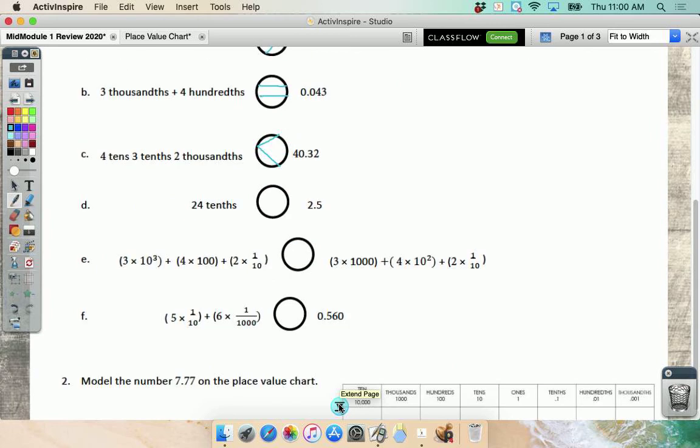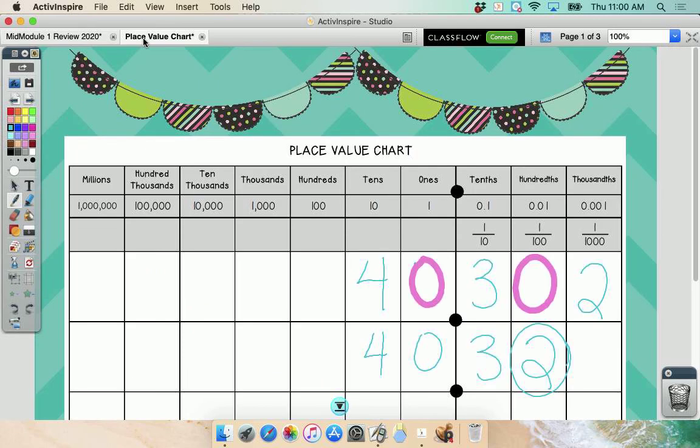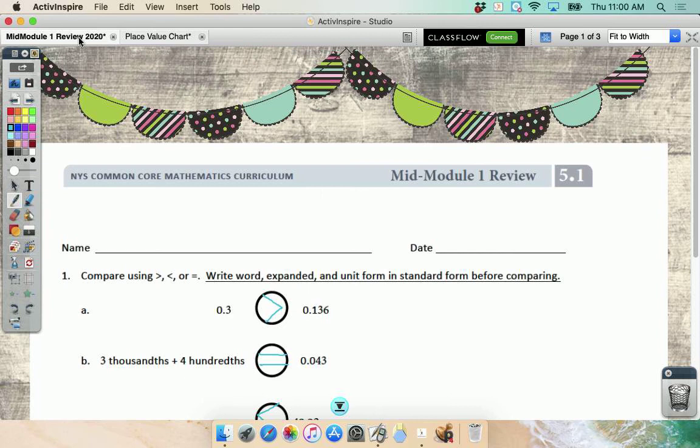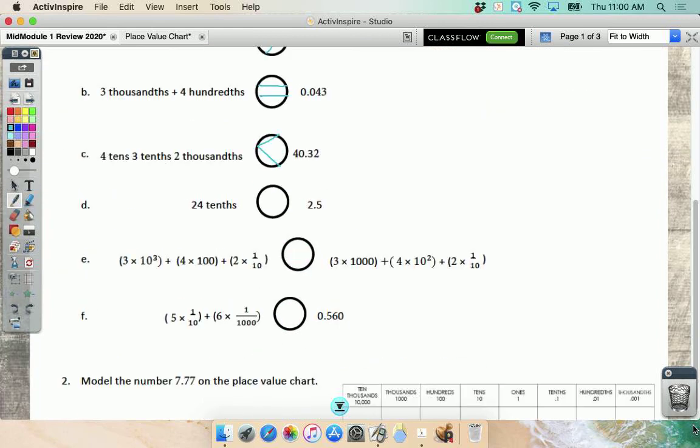it says 24 tenths or 2.5. So let's look at that on the place value chart. 24 tenths. The last digit I write goes in the tenths place, correct? So there's 24 tenths. And you know which one's larger. Which one's larger? 25 tenths, 2.5. And it's going to make me scroll.